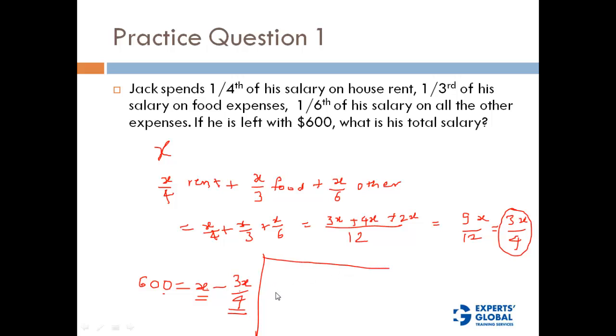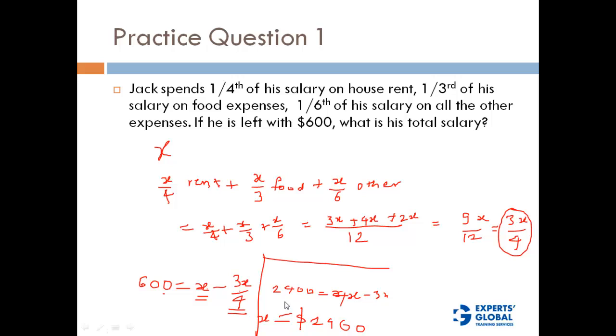Let's multiply everything by 4. So you get 2400 is equal to 4X minus 3X. So X is equal to 2400. So his salary is 2400.